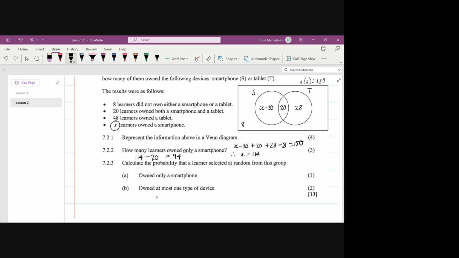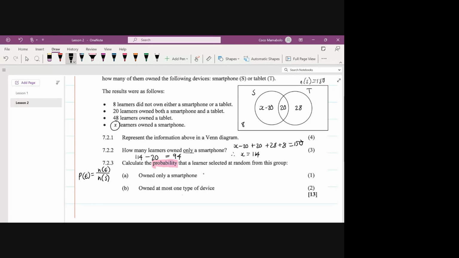We write letters. Okay. All right. And then it says, calculate the probability. Good. So now we're going away from just number of people to the probability. And remember, guys, your probability of any event is going to be the event size over the sample size. So it's important that we do both. All right. So it says probability that a learner selected at random from this group owned only a smartphone.